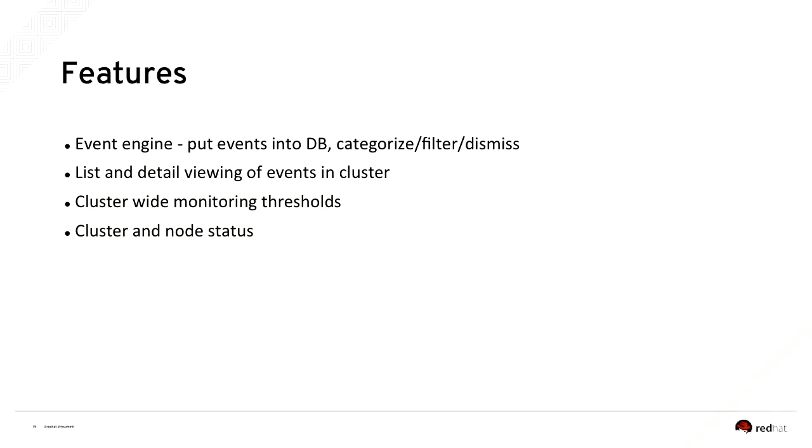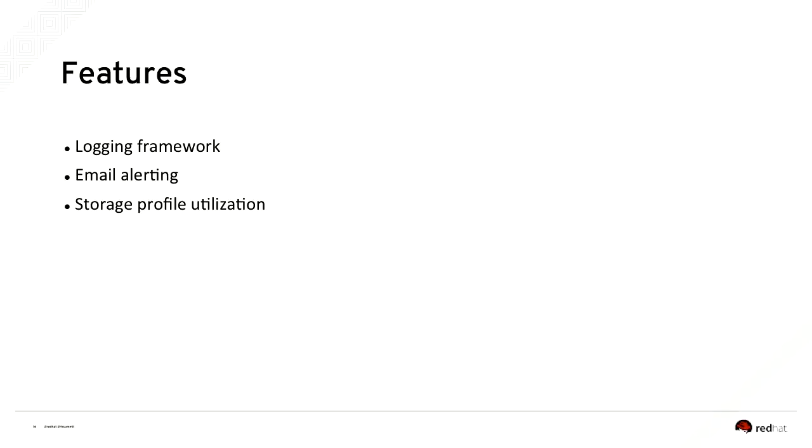You get cluster-wide thresholds, as I mentioned, and cluster and mon status. So this is obviously a very important thing with Ceph, to get a ceph -s or various cluster status state within the console itself. All right, and then also there's a logging framework. This is basically for the console itself. I'll talk about the roadmap in a little bit and a little bit more advanced things we want to do around logging, but we have basic logging for the console. I mentioned email alerting.